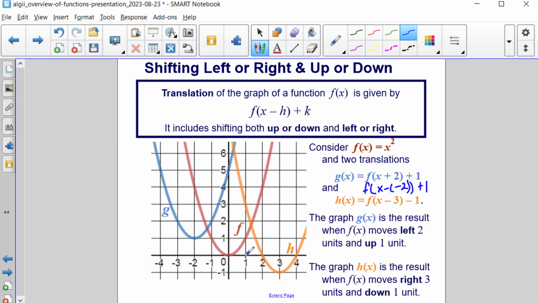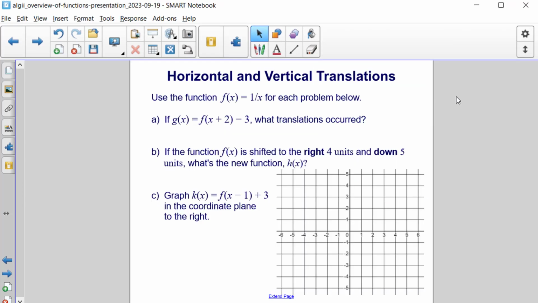We're moving to the right 3 and then down 1 unit because of the subtraction of 1 at the end. Let's try an example with horizontal and vertical translations. Use the function f of x, which is equal to 1 divided by x for each problem below.